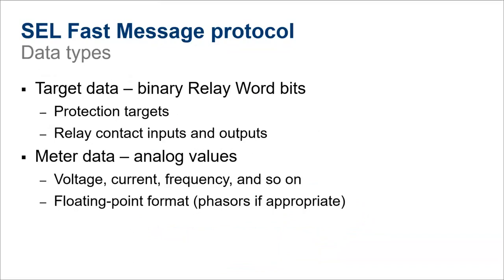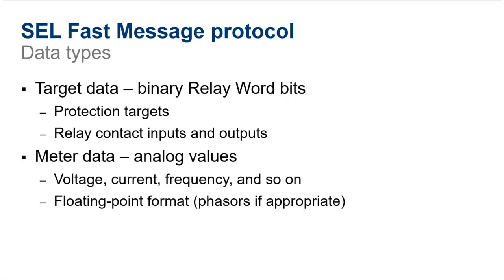SEL Fast Message has two main types of data. There's target data, which is made up of binary relay word bits. These are things like your 52A, your protection trip elements, whether a relay is enabled or not, any data that can be defined as on or off or true or false. This also includes your contact inputs and outputs.